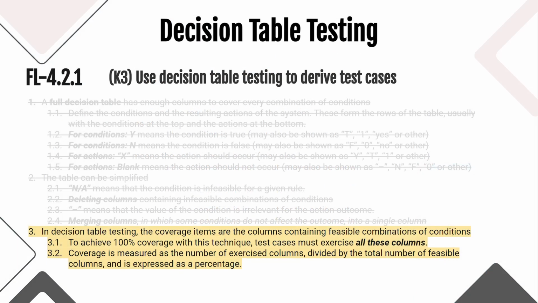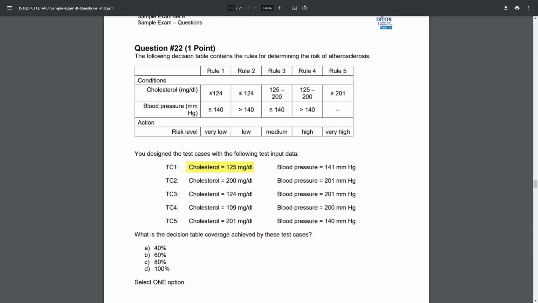As we can see, the question is similar to the previous one. Sometimes the table is already created for us, and we need to determine the level of test coverage. Accordingly, we cross out two main steps from our checklist, and we leave only the last step. In decision table testing, the coverage items are the columns containing feasible combinations of conditions. To achieve 100% coverage with this technique, test cases must exercise all these columns. So we start with the first test.